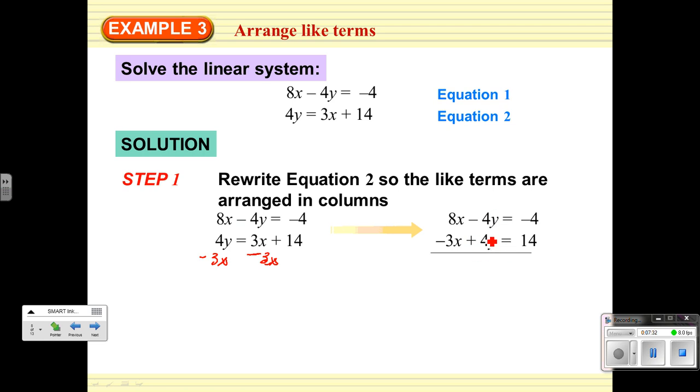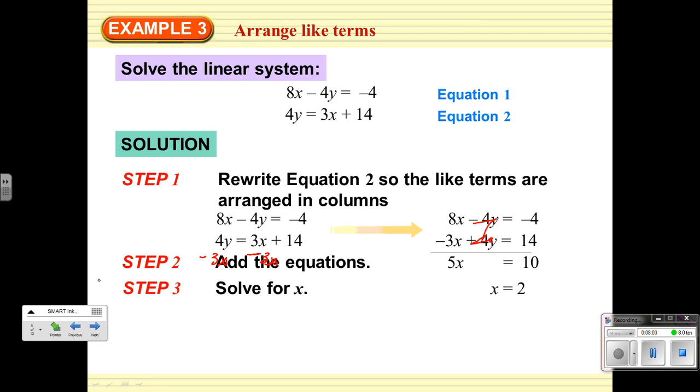So I already have equations that have terms that will add to 0. So I don't need to do anything else except add my equations together and do 8x minus 3x, and I get 5x. My y's will cancel out to 0. Okay, and then -4 plus 14 is 10. So 5x equals 10, so x equals 2. So there's my x coordinate for my solution.